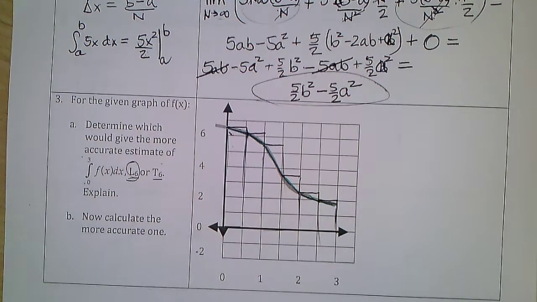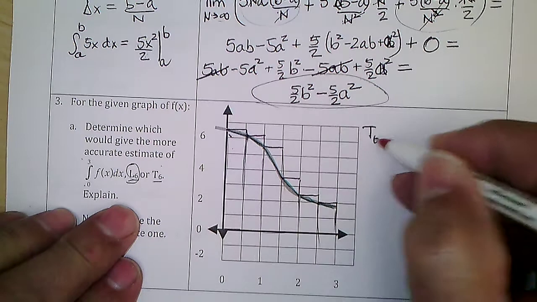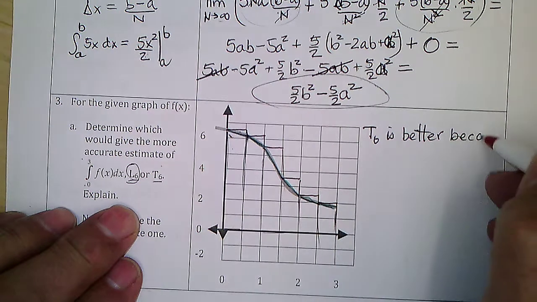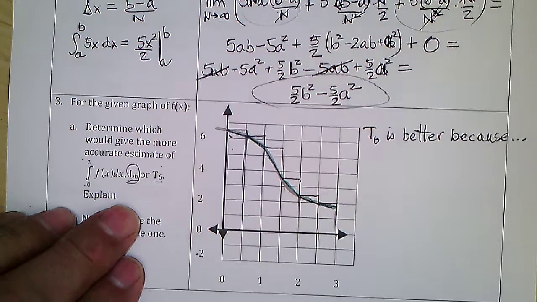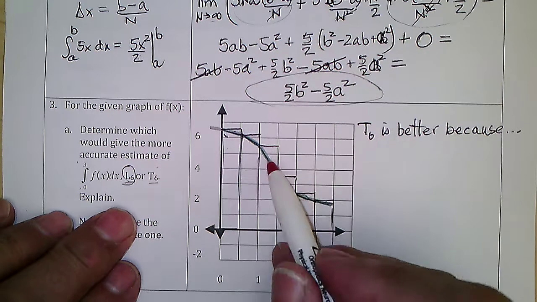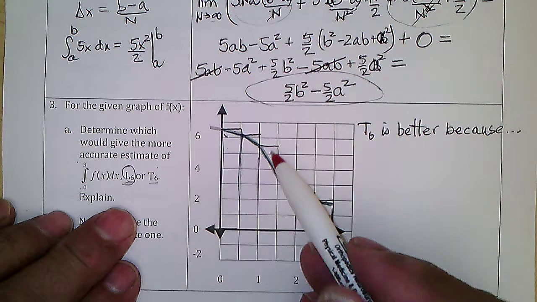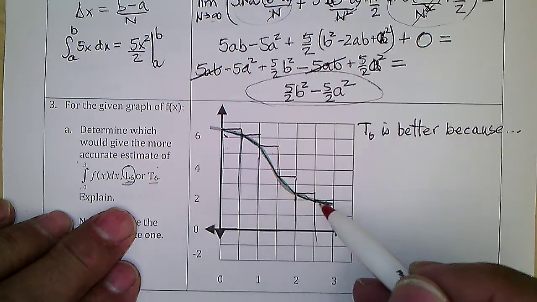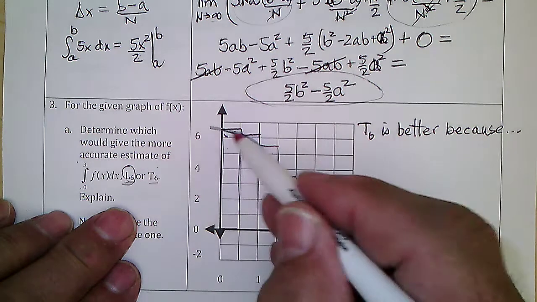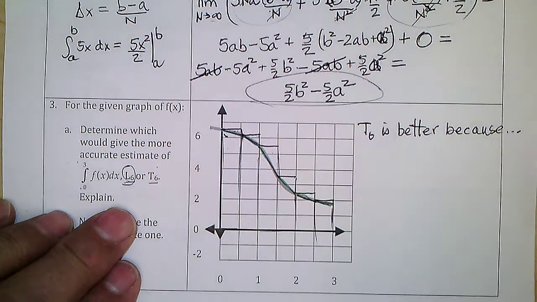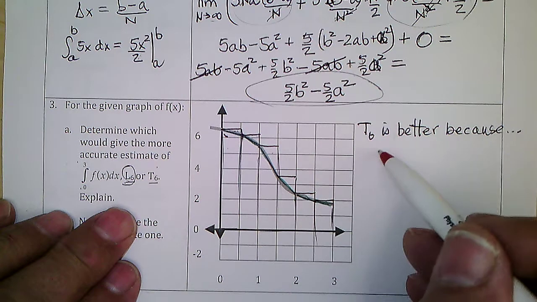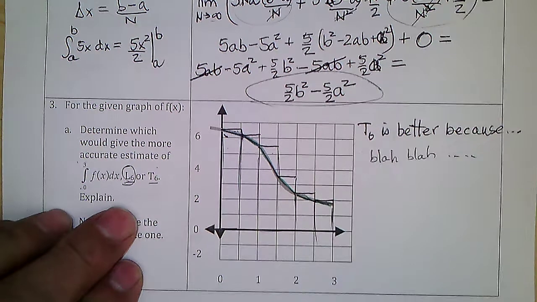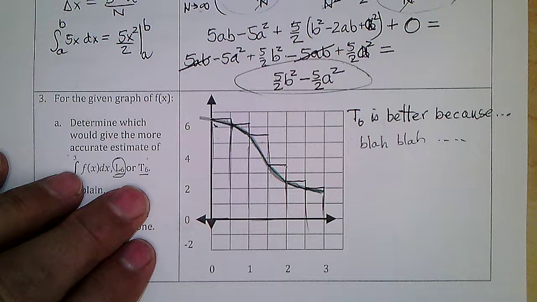So my answer for the first question, T6 is better because, and now you can explain it several ways. You can point to how much over the L6 is compared to the T6, or you can say that T6 follows the curve better and has less error on each section, or the trapezoids match the area better than rectangles. Whatever you want to do there, you've got to say that. Okay? So then you have to calculate the trapezoid.